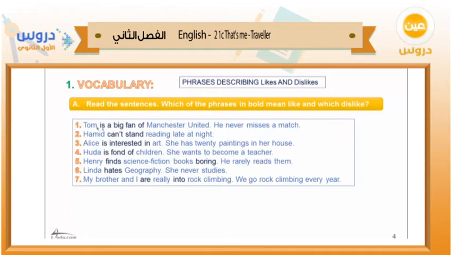Okay, let's see now. Number 1, Tom is a big fan of, like or dislike? It is like. Number 2, cannot stand reading late at night. Dislike. Alice is interested in art. Like. Huda is fond of children. Like. Henry finds science fiction books boring. Dislike. Linda hates geography. Hates. Dislike. They are really into. This is like.